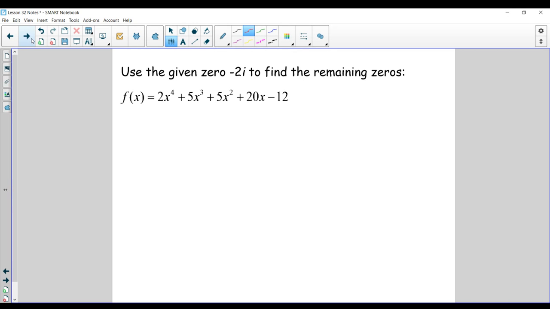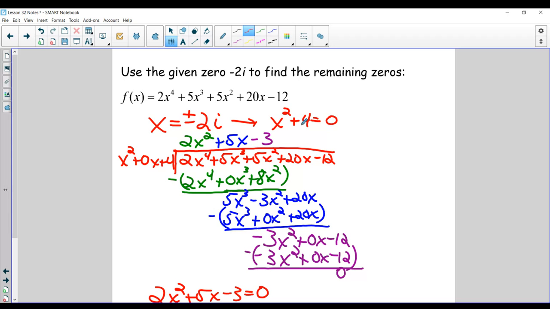Okay, so for this one, now I'm going to take the idea that I've been using here from the beginning, and I'm going to go to what we did in the last section in 31 and find zeros. So I'm telling you, you have an imaginary zero of negative 2i. I want to find all the remaining zeros. So I'm going to start this one off similar to what I've been doing in the problems in here. So if I have negative 2i, that means I'm also going to have positive 2i. And if I start that off, then I would have x squared plus 4.